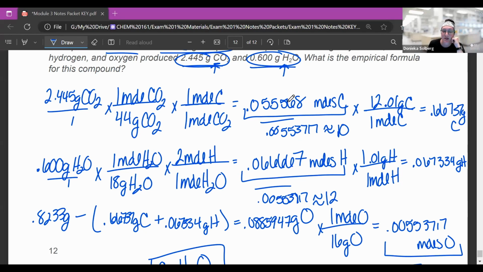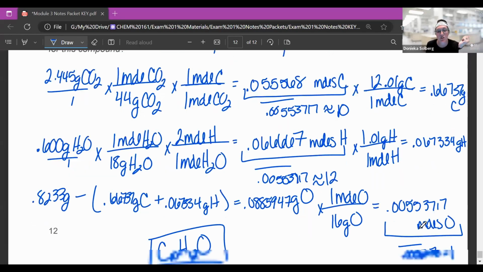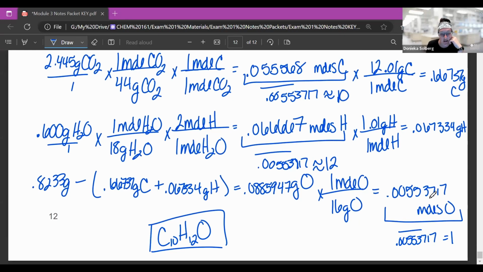So I have this many moles of carbon, this many moles of hydrogen, and this many moles of oxygen. So I divide all three by the smallest value, which was oxygen, 0.0553717. So I have one oxygen. This divided by this is like 10.01 or something. I get 10. And this divided by this is about 12. So it's 10 carbons to every 12 hydrogens to every 1 oxygen. So this would be my empirical formula.